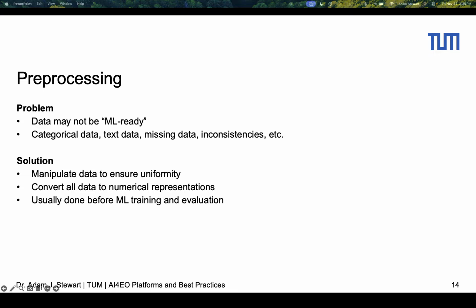How to manipulate the data so it's uniform, so it's in the same coordinate reference system, the same resolution, how to convert everything to a numerical representation. If you have text, if you have categories, how do we represent these with numbers? And this is usually done for both training and validation testing. All the time, we always have to do this. Otherwise, the machine learning model doesn't know how to use our data.